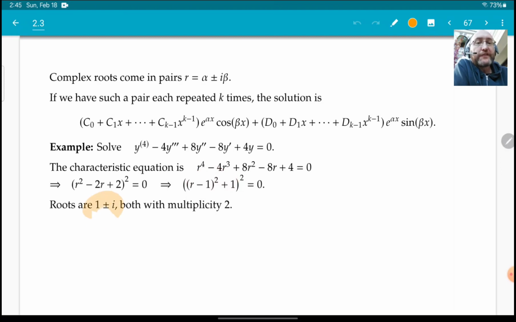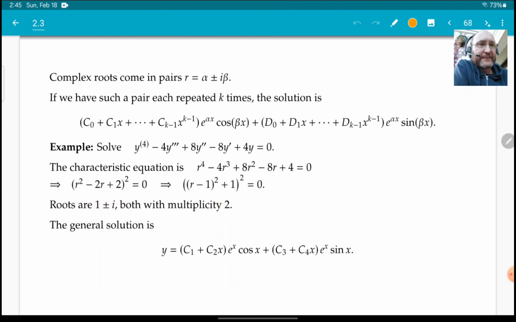So the roots are 1 plus i and 1 minus i, and I get them with multiplicity 2 because of this square. So really, there are 4 roots: 1 plus i, 1 minus i, then 1 plus i again, and 1 minus i again. I get each one twice. Well, this means that I have this general solution. I get e to the x cosine x, e to the x sine x, and then also x times each of those.